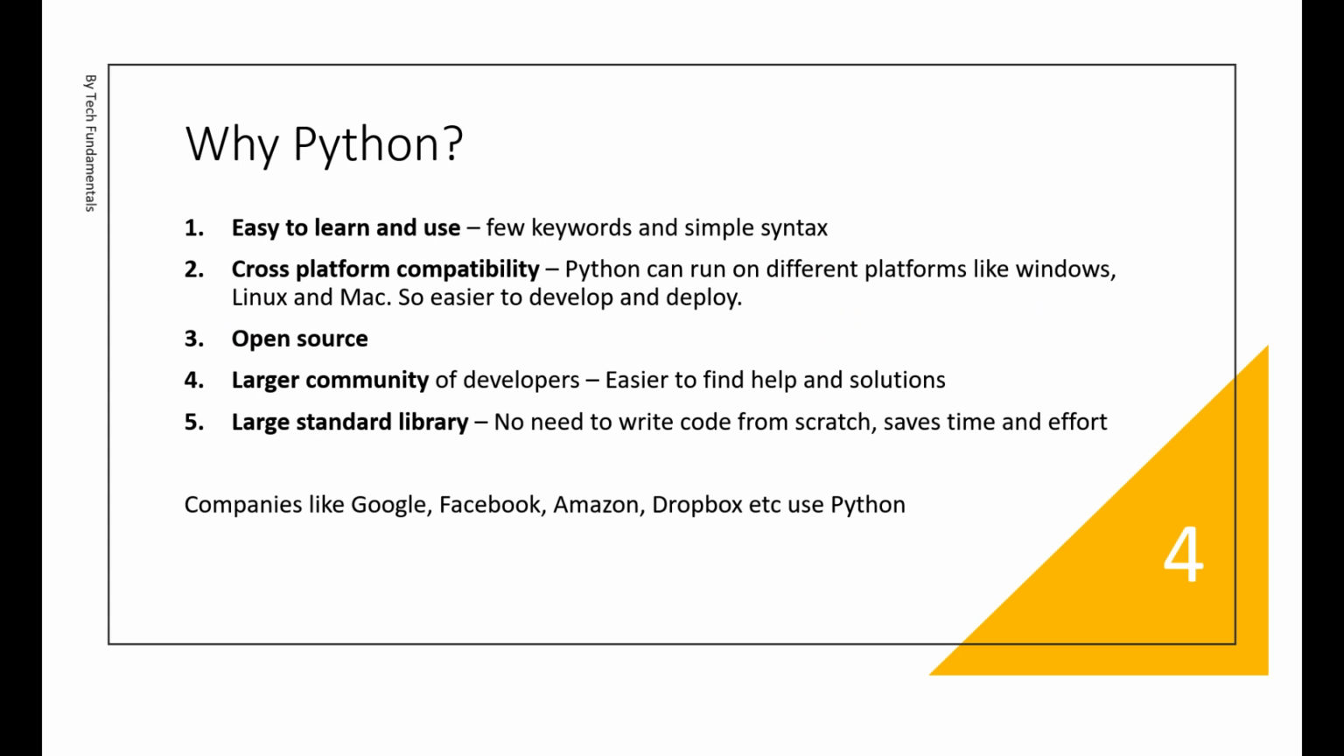Why do we use Python? So why only Python? Python is very easy to learn and to use because it has very few keywords and a simpler syntax. And Python has cross-platform compatibility, which means Python can run on different platforms like Windows, Linux and Mac. So it is easier to develop and to deploy. Of course, Python is open source and Python has a larger community of developers. So even if we are stuck on any problem, we can easily find solutions and help from others.